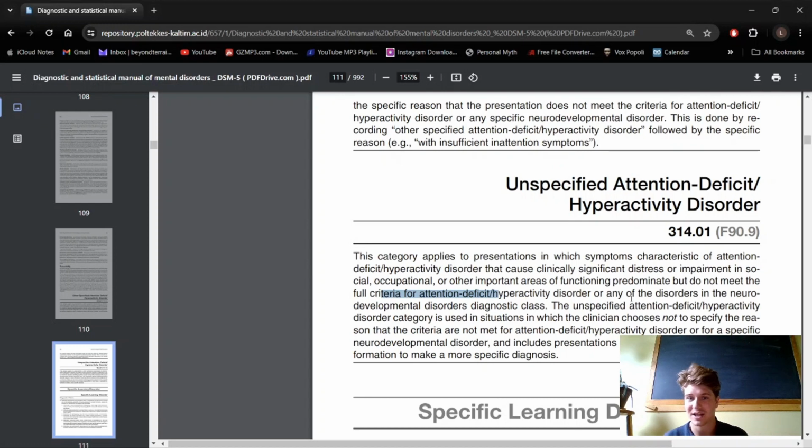The unspecified attention deficit hyperactivity disorder category is used in situations in which the clinician chooses not to specify the reason that the criteria are not met for attention deficit disorder or for a specific neurodevelopmental disorder, and includes presentations in which there is insufficient information to make a specific diagnosis. So if you can't make the diagnosis, you could still make the diagnosis. This is still something that's billed by insurance companies. 314.01, unspecified ADHD. You could still diagnose a kid with ADHD even if they don't meet the criteria. So it's just an absolute systemic problem.